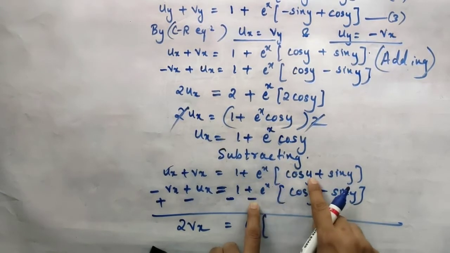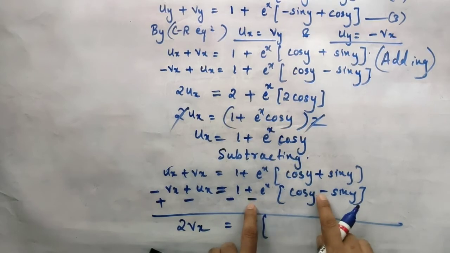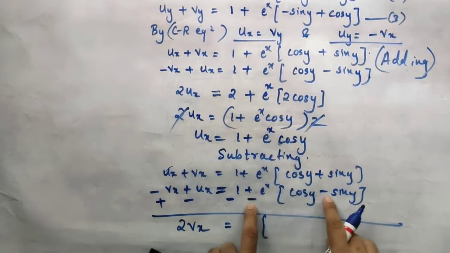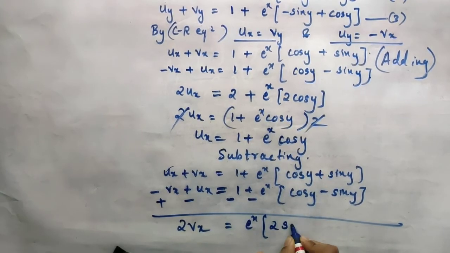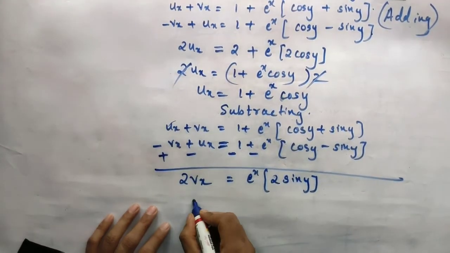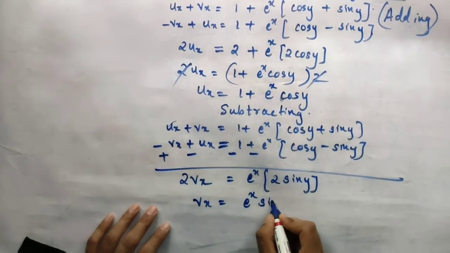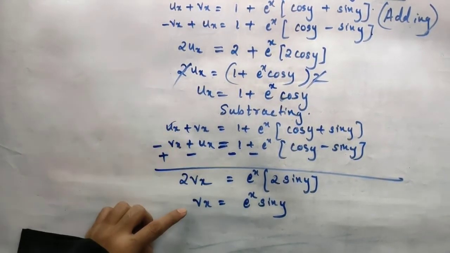Next plus sin y, e to power x sin y. And here minus sign into a minus sign. It is plus here. Okay. So e to power x sin y plus e to power x sin y. It will be e to power x 2 sin y. Okay. Now further you can still cancel that 2 and you still have e to power x sin y. Okay. This is your vx. You have found your ux. You have found your vx.